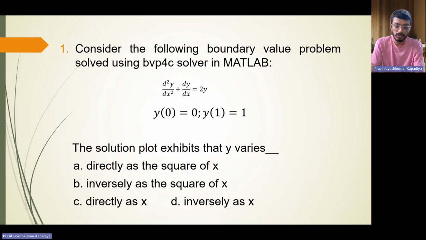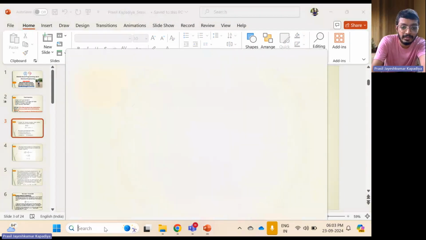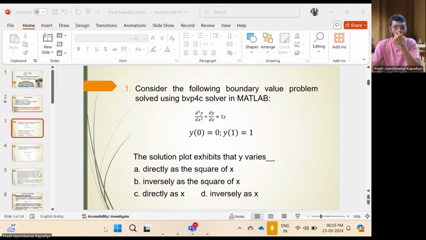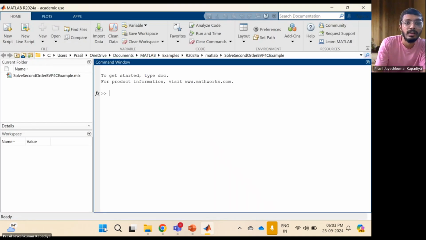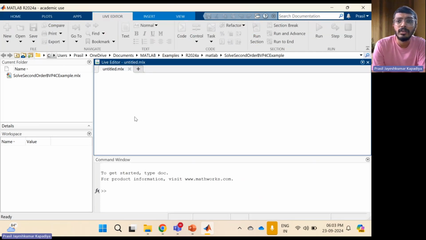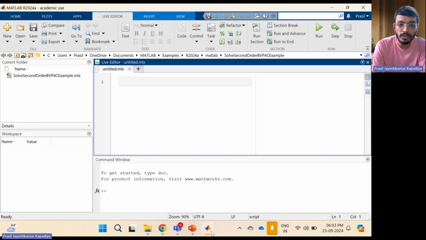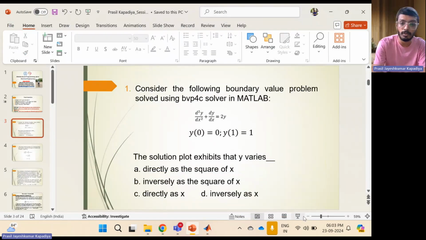So in today's session, we are going to solve boundary value problems, and for that we are going to use the bvp4c MATLAB inbuilt solver. Let's first open MATLAB and check this inbuilt function. My MATLAB is getting open. Okay, I will first open one live script. What we are going to learn is the bvp4c command. Let's first take the problem statement.